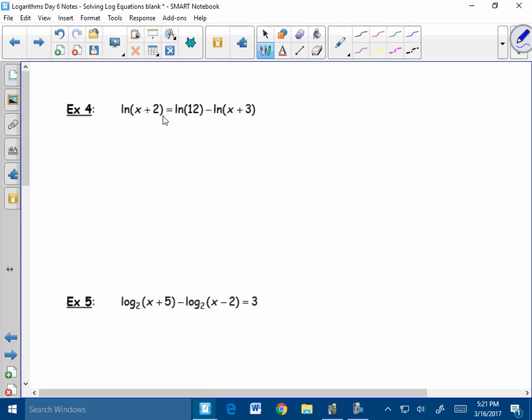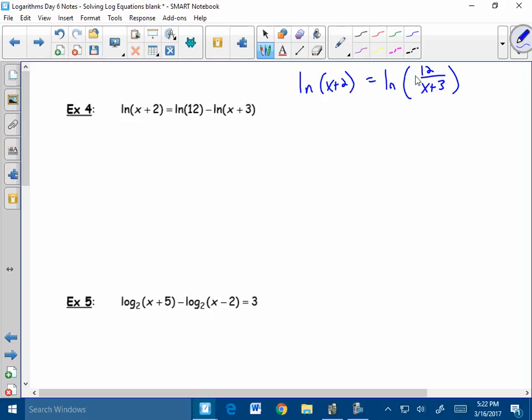Over on the back, I see some ln, natural log. I have ln of x plus 2 is equal to ln of 12 minus the ln of x plus 3. So if the logs are being subtracted, that means it came from the log of 2 things being divided. So I'm going to rewrite this, save some room, I'm going to do it over here. And so this is really ln of 12 divided by x plus 3.